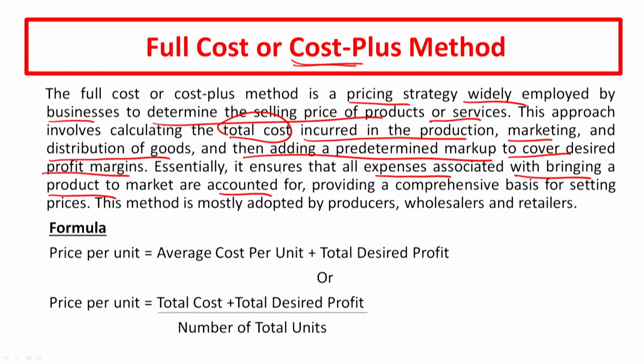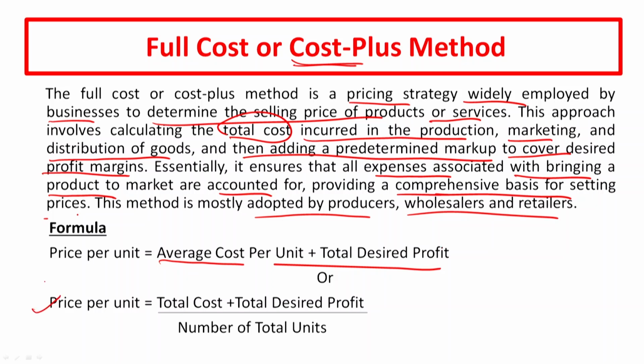Essentially, it ensures that all expenses associated with bringing a product to market are accounted for, providing a comprehensive basis for setting prices, which means the cost plays a very relevant role in the full cost or cost plus method. This method is mostly adopted by producers, wholesalers and retailers. The formula here is price per unit is average cost per unit plus desired profit. So, you need to have an average cost estimation, and to that you add the desired profit the firm wants to attain.